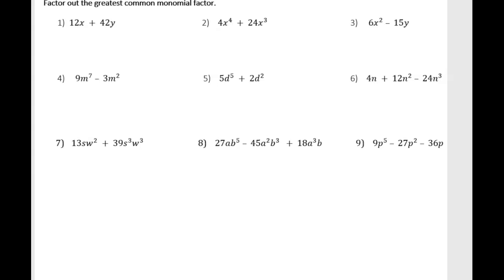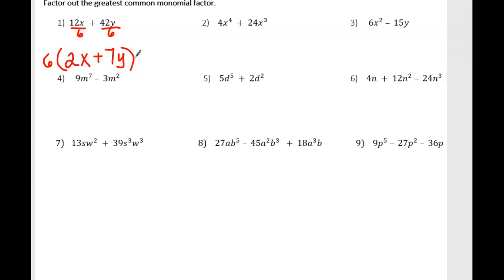Looking at some examples, we have 12x plus 42y. My greatest common factor of 12 and 42 would be 6. X and y have nothing in common, so I'm going to factor out a 6. I'm going to reverse distribute, or treat this like I'm dividing each of these terms by 6. 12x divided by 6 would be 2x, and 42y divided by 6 would be 7y. So we factored out a 6 and multiplied it by 2x plus 7.